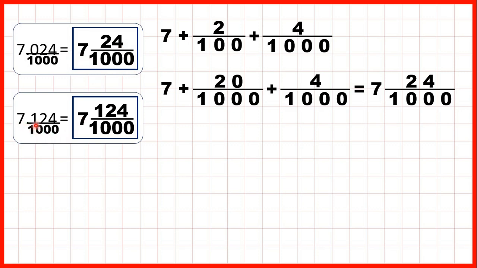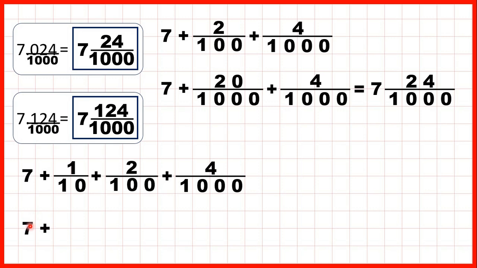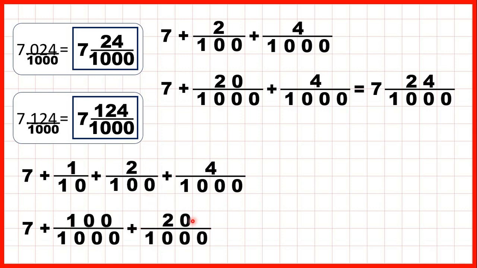Then we had 7.124. So again, let's think about the place values. We have 7 ones, 1 tenth, 2 hundredths, and 4 thousandths. So the 7 can stay the same, but 1 tenth is equivalent to 100 thousandths. That's because 10 times 100 is 1,000 and 1 times 100 is 100. Then, instead of 2 hundredths, we can think of that as being 20 thousandths. They're equivalent because 100 times 10 is 1,000, and what we do to the denominator, we do to the numerator, and 2 times 10 is 20.